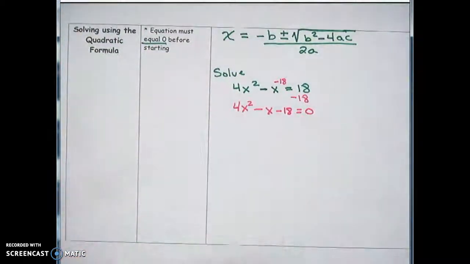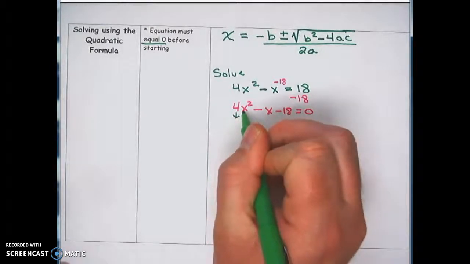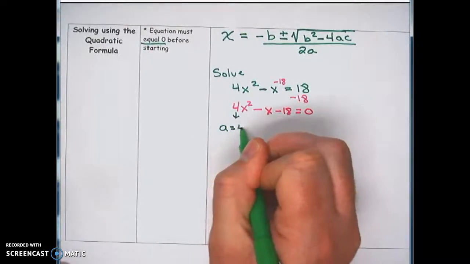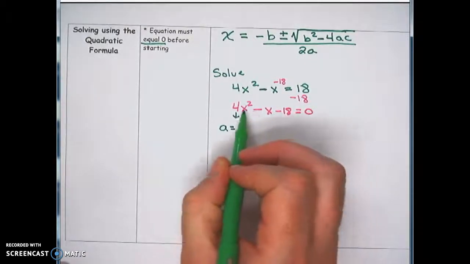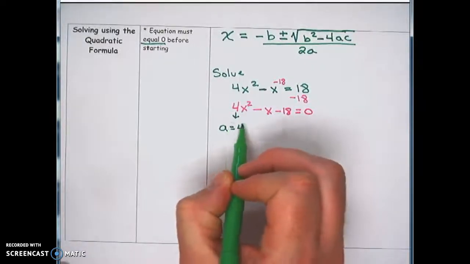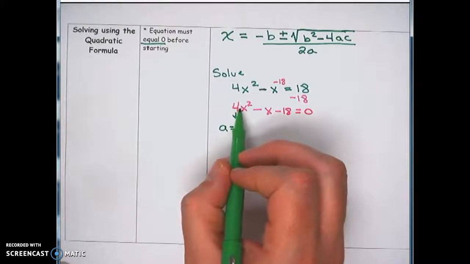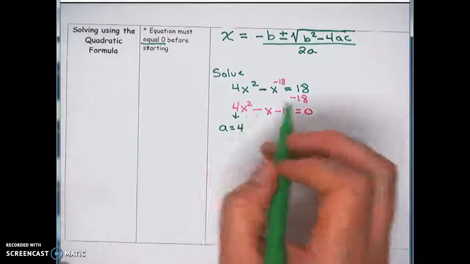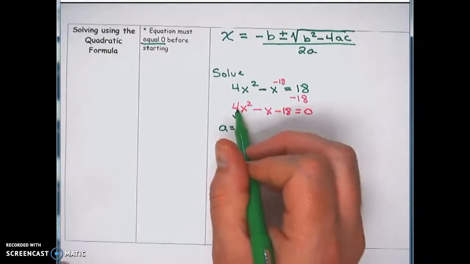And so now that our equation is equal to 0, we can look for our a's, b's, and c's. Our a value is always going to be the number in front of the x squared, so a is equal to 4. Notice I do not have the squared in there. The a value is just the constant, the coefficient, the number in front, and not anything to do with the x or x squared. So a is equal to that number in front.